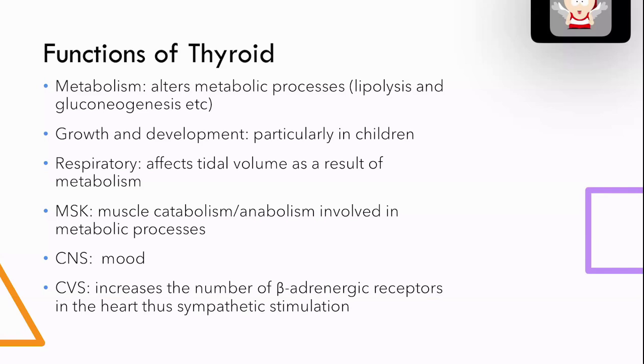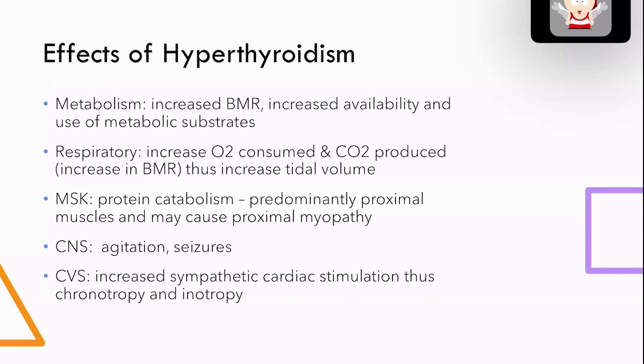And it increases the number of beta adrenergic receptors, which allows sympathetic stimulation in the heart. And we will discuss on the next slide what that means. So, as discussed, an increase in basal metabolic rate and availability of our substrates, increased O2 consumption and CO2 production, and thus patients working to increase that tidal volume and blow off that CO2. Protein catabolism, predominantly in our proximal muscles, causing that proximal myopathy. Mood in hyperthyroidism, tending towards agitation and at times seizures. And then, in terms of our CVS, increased sympathetic stimulation, thus chronotropy and inotropy. And of course, what we'll see is that has a ceiling, and going past that ceiling may lead to cardiovascular collapse or heart failure.